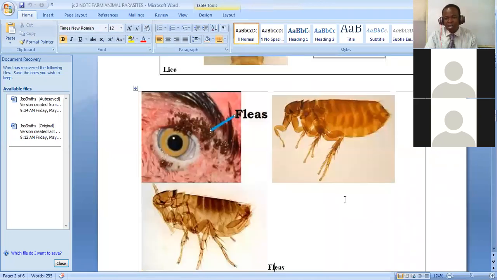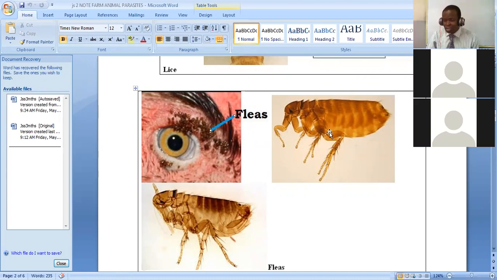The next one I have here are fleas. Now look closely at these pictures. Here you have the fleas. You should be able to identify that this is the head of a chicken. Look at how small the fleas look. Look at where they are attached on the body of that chicken. These are fleas. Now, when we expand the fleas under a microscope, look at the shape.